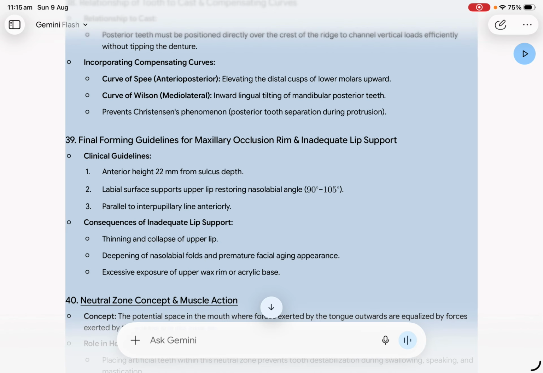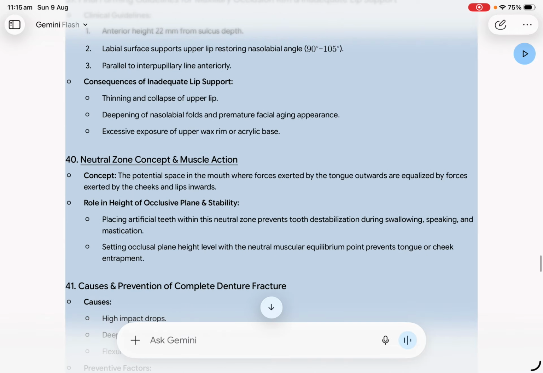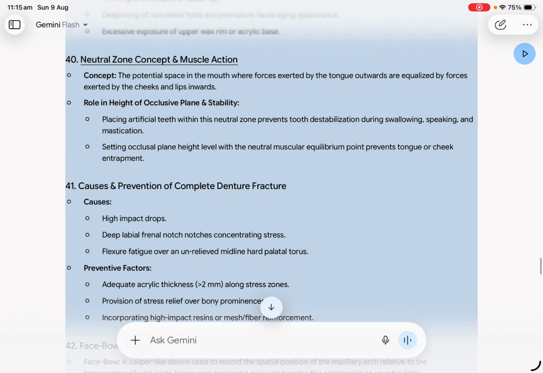40. Neutral zone concept and muscle action. Concept: the potential space in the mouth where forces exerted by the tongue outwards are equalized by forces exerted by the cheeks and lips inwards. Role and height of occlusal plane, instability. Placing artificial teeth within this neutral zone prevents tooth destabilization during swallowing, speaking, and mastication. Setting occlusal plane height level with the neutral muscular equilibrium point prevents tongue or cheek entrapment.